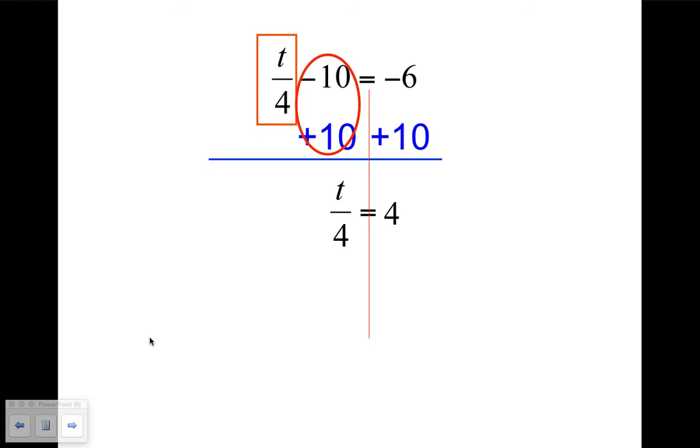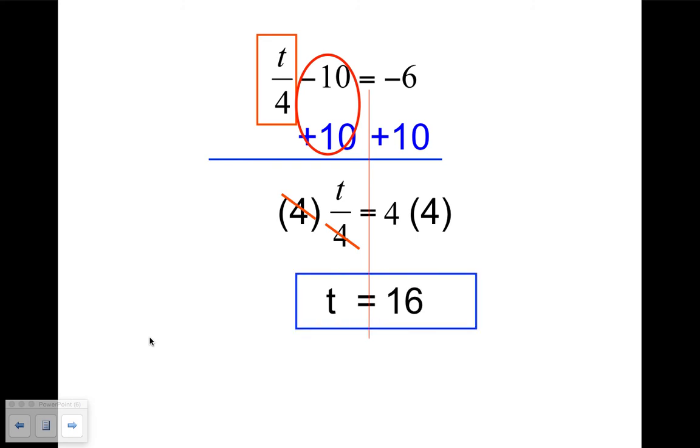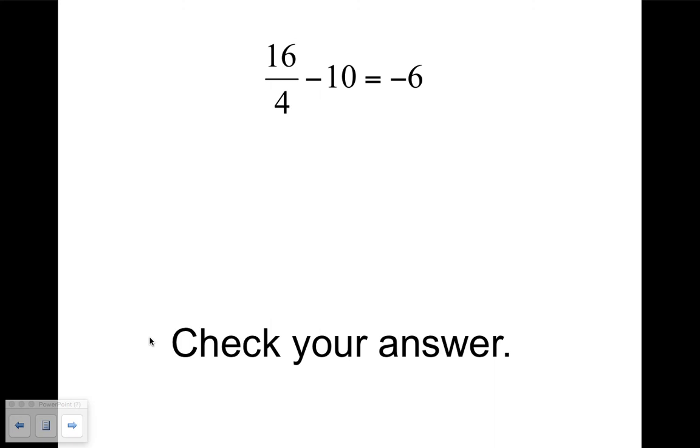Okay, positive and a negative subtract, take the sign of the larger. Okay. Step 2, multiply or divide. To undo division, we multiply both sides by 4, because multiplying by 4 and dividing by 4 are inverse operations, so we got t by itself, and 4 times 4 is 16. Let's check our answer. This would be 16 divided by 4 minus 10 equals negative 6. First step, divide. 16 divided by 4 equals 4, and 4 minus 10 equals negative 6. Our answer checks.